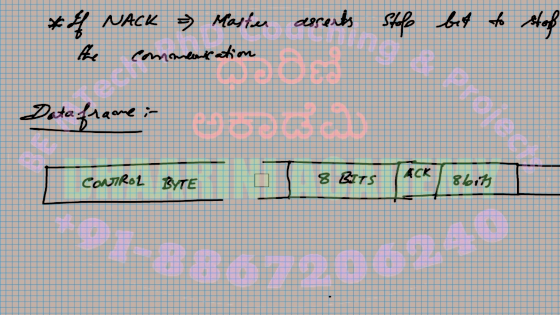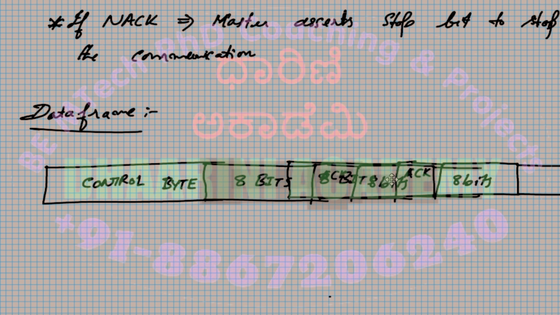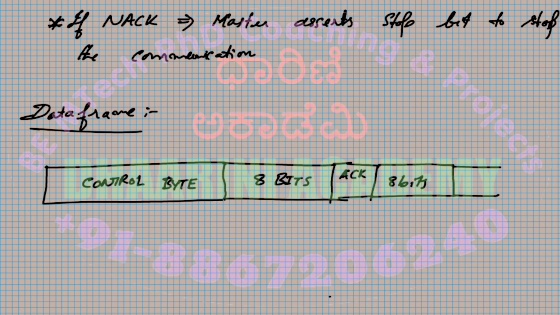Let me slightly reduce its size so that I can accommodate everything. Let's assume that we had two sets of 8 bits. When 8 bits are over, you have to get an acknowledgement. Once your data set is completely sent, whatever data you wanted to send, you have to send a stop. So this is the protocol: 8 bits, acknowledgement, followed by 8 bits again, acknowledgement. This can repeat any number of times as you want.